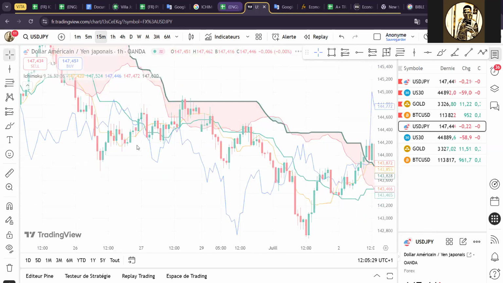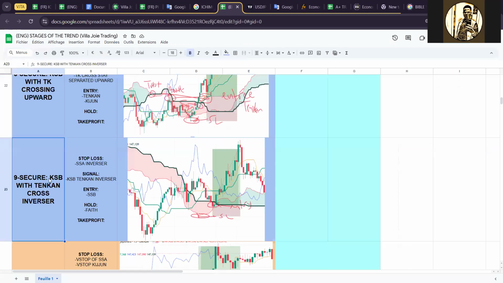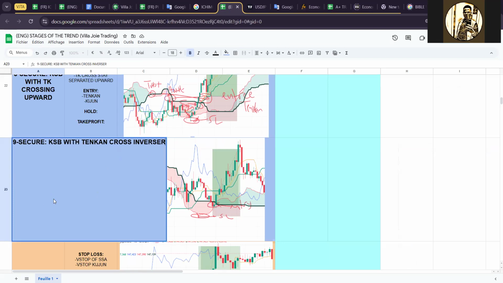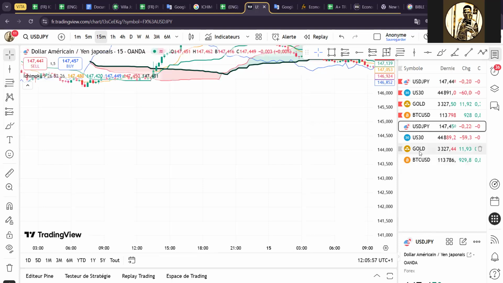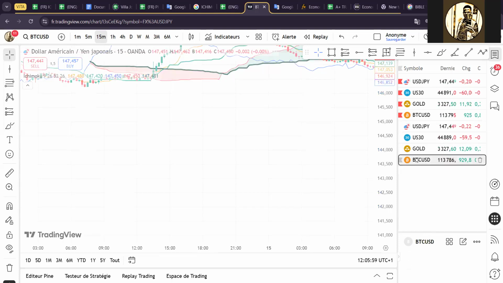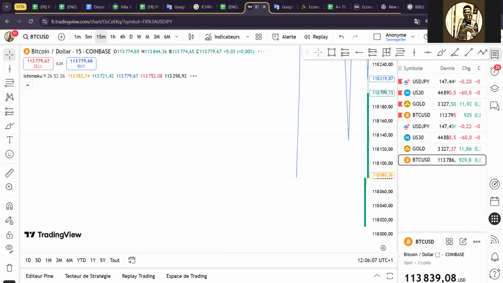So now let us go on to this secure trend. That will be the secure phase of the trend. That will be KSB with an inverted Tenkan cross, right? KSB with an inverted Tenkan cross. Let me go on Bitcoin for that, because sometimes it's best to look at it in Bitcoin because that's where it happens.